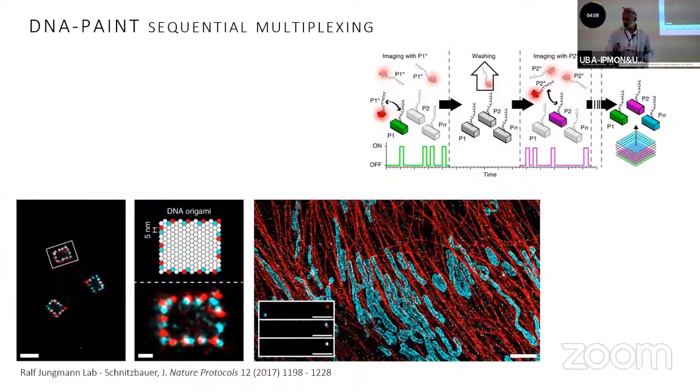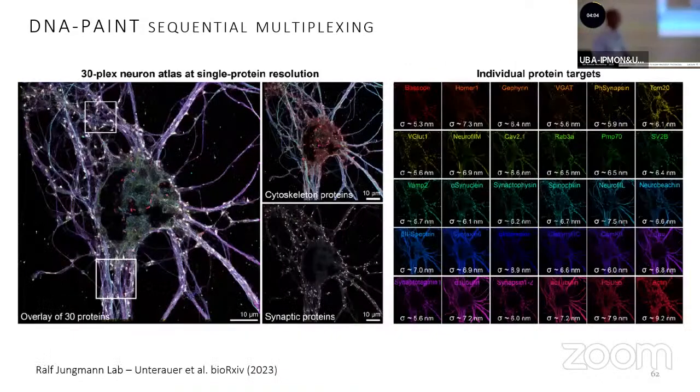And here you see a rather extreme example from the lab of Ralph Jungmann, where they measured 30 different proteins in a neuron with super resolution, just by sequential multiplexing of DNA paint. In this case the color scheme is not very clear, but here you see the 30 different proteins they measured in super resolution. And now you can do this as a spatial proteomics. Like you can see how proteins are organized in space with nanometric resolution and try to identify even previously unknown interactions between proteins.